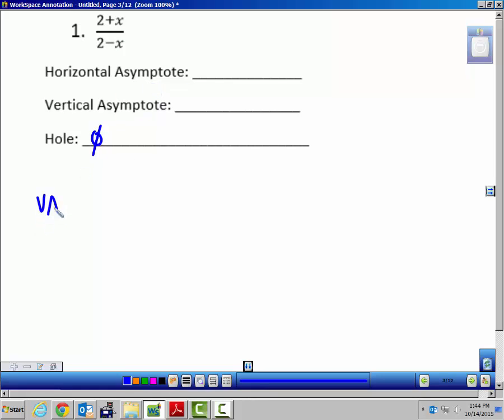Remember, for vertical asymptotes, you're setting your denominator equal to 0. So my denominator is 2 minus x. I can subtract the 2 over, but since the x is negative, I'm actually going to add that over and save myself a step. So x is 2 is our vertical asymptote, and it's written as an equation, x equals 2.